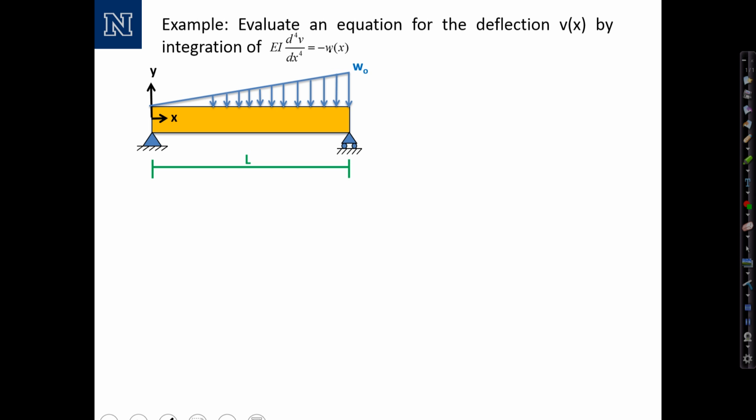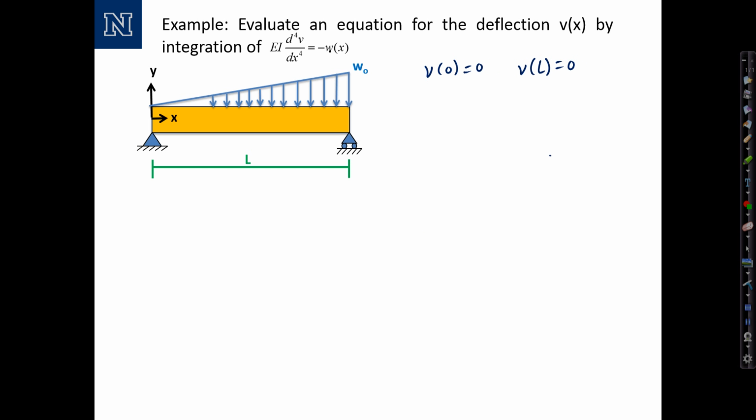First, we need to evaluate the boundary conditions, and since it's a fourth order equation, we're going to need 4 boundary conditions. We can start with the usual boundary conditions on deflection and rotation. Since this is a pin-pin beam, that means the deflection at 0 has to be equal to 0, and the deflection at the roller on the right end, which we'll write v of L, has to be equal to 0.